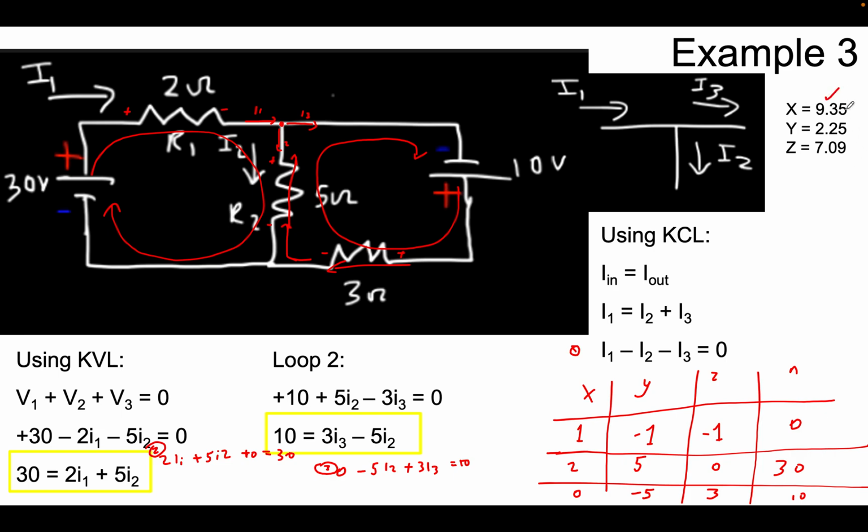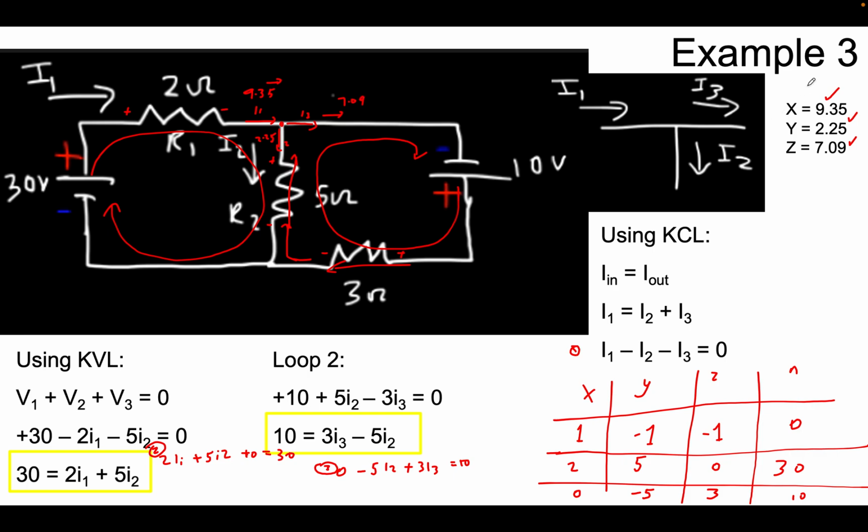X is 9.35, Y is 2.25, Z is 7.09. Now, would that make sense? Perhaps. Let's see. We have 9.35 coming to the right. And then going down, we've realized that it is coming down, which is going to be my Y, which is 2.25. And then going out over here to the right, we actually have 7.09.